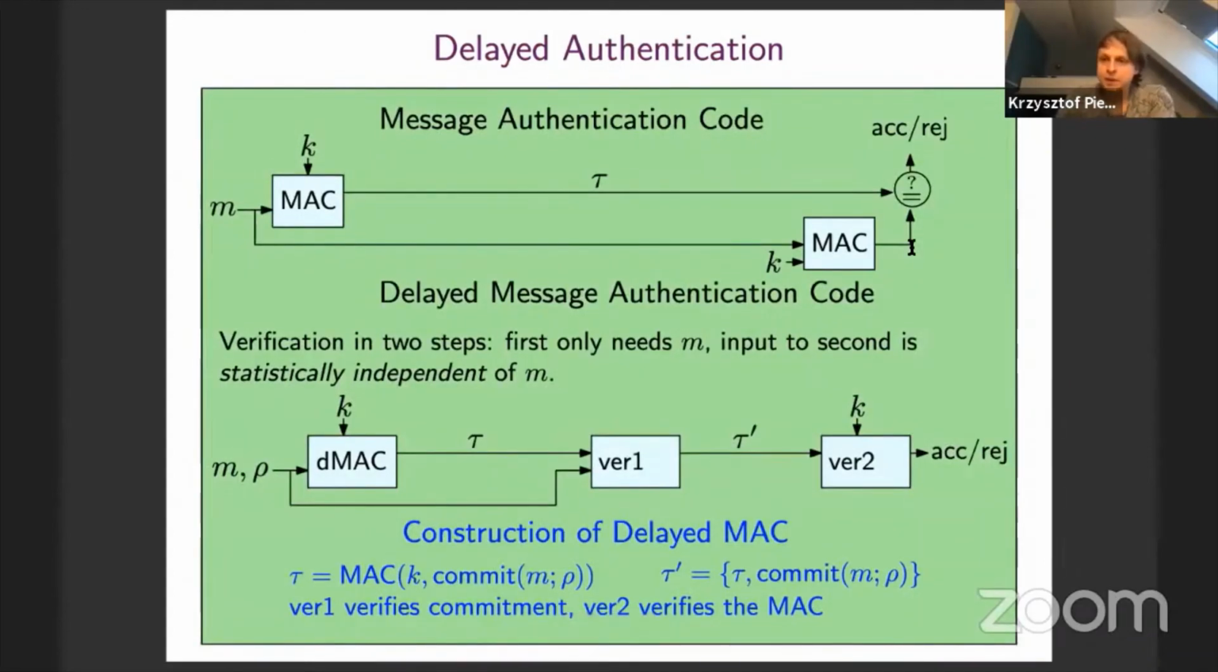Okay, so if you look in the paper, this was a kind of ad hoc protocol. In the paper, we abstract the more concrete symmetric primitive out of it, called delayed message authentication code. It's defined like a regular message authentication code, except that verification now has two steps. The first step doesn't use the secret key at all, and it outputs a value that is statistically independent of the authenticated message, while the second step only takes this value that is independent of the message and the key. And there is a simple construction using a standard MAC and a commitment scheme.